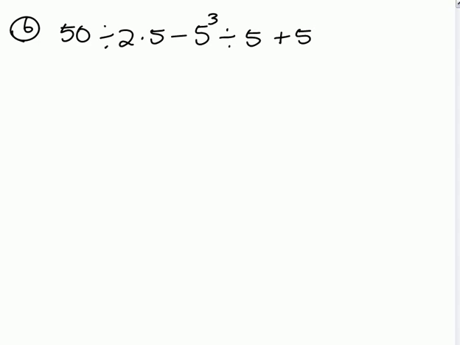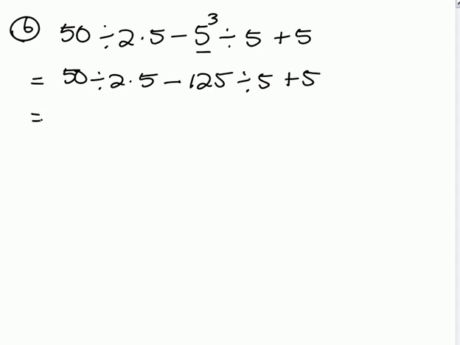So what do you do next? First, no parentheses. You go to the exponents. So we've got to do that. 50 divided by 2 times 5 minus 5 cubed is 125 divided by 5 plus 5. Okay, so it looks a mess. Go step by step. Look at the operations you've got, then decide what comes first.